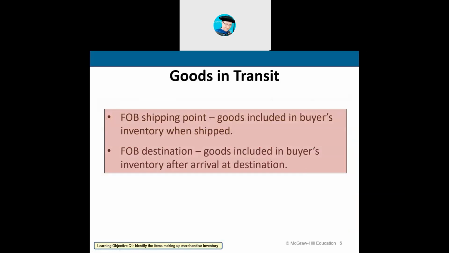When goods are in transit, it means the goods are being shipped to the buyer from the seller, right? We talked a little bit about this in the previous chapter. The first one is free on board shipping point, and that means that the buyer is responsible for the payment of the inventory that's being shipped. Free on board destination means the goods are included in the buyer's inventory after the arrival at that destination.